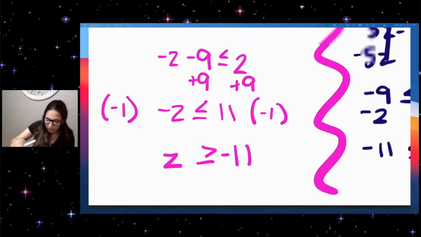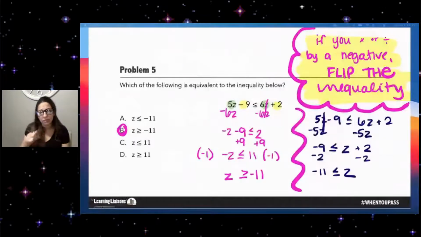-11. So the answer is actually B. Z is less than or equal to -11. I didn't even catch that. If y'all catch that kind of stuff, you got to let me know. I don't get offended very easily.